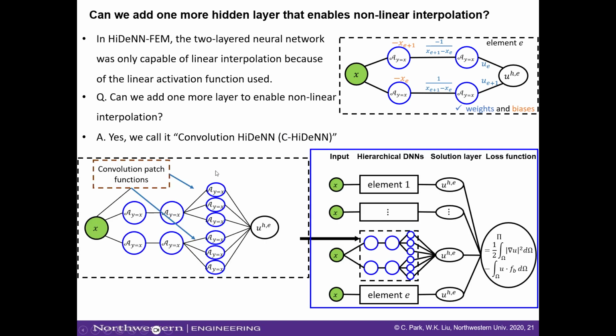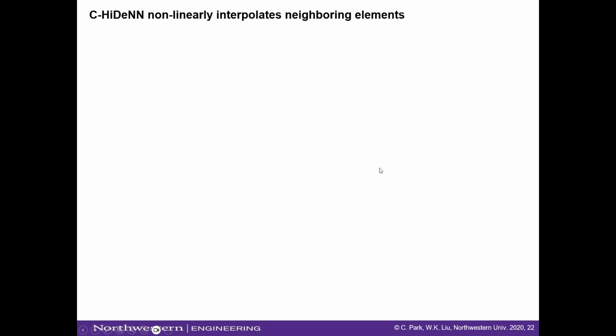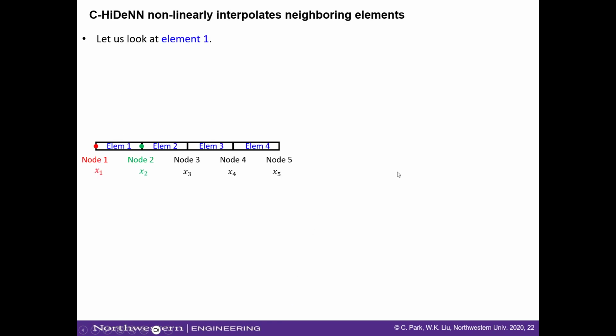Actually, there's an additional layer. I'll explain this later. But this is going to be our elementary neural network, and it goes into each element. So that's the idea. The third hidden layer, called the convolution layer, is where the magic happens. All right, so let's go step by step.